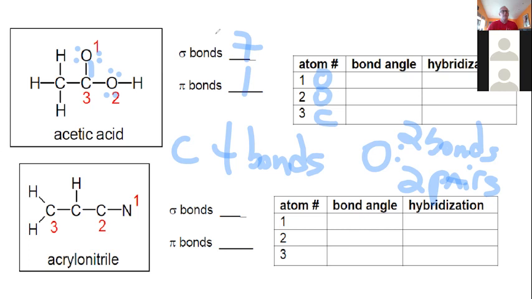Carbon 3 is? How many regions of electron density are around carbon 3? Carbon 3 has 3. Three regions. So it is sp2. Exactly. So that would be sp2 hybridized. And if it's sp2 hybridized, that means you have 3 regions.